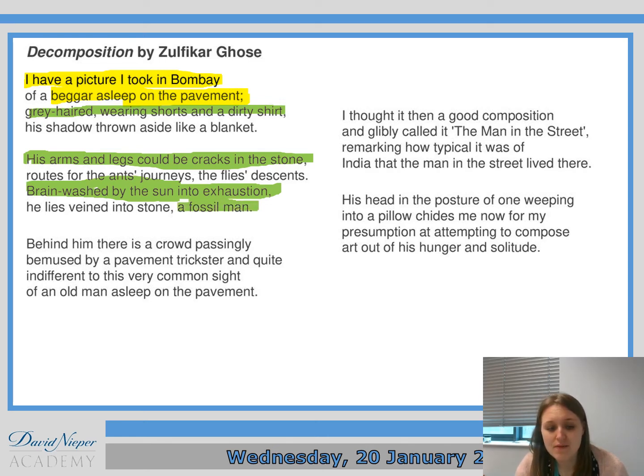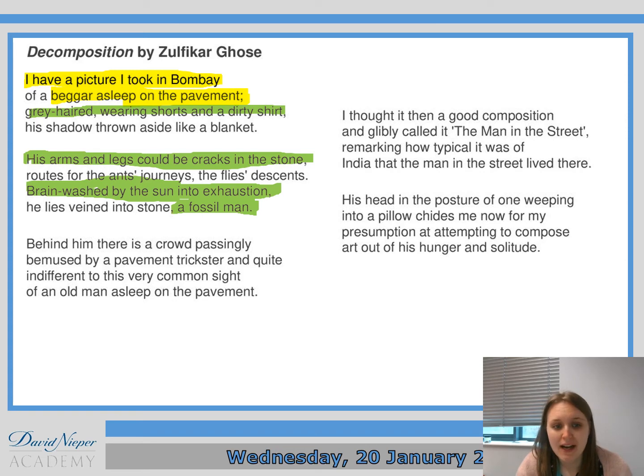Now, a fossil is something that's really old, it's all about rocks, basically. It's been compressed in a rock and it stays there for thousands and thousands of years. And it's like he's saying that this fossil man, this beggar, sorry, is essentially a fossil. He is stationary in this street. It's where he lives. He has sort of become part of it.